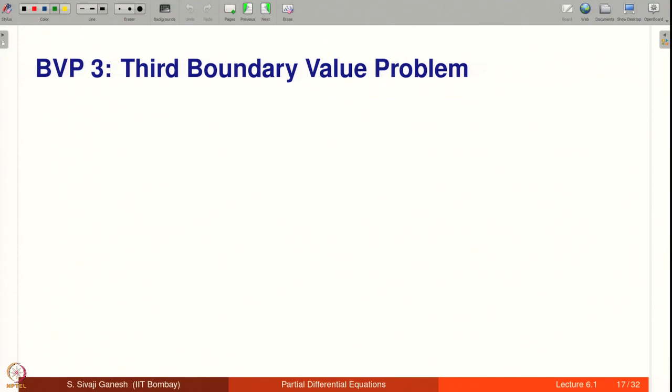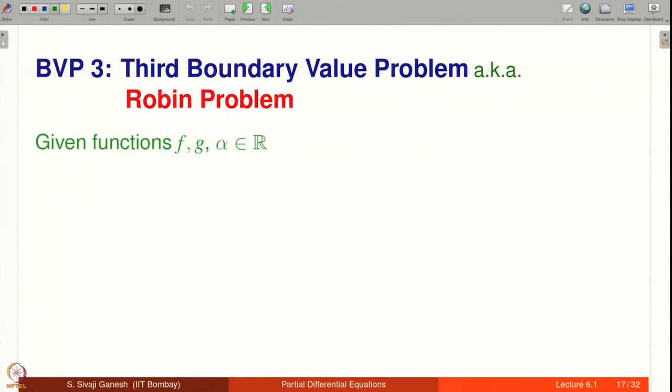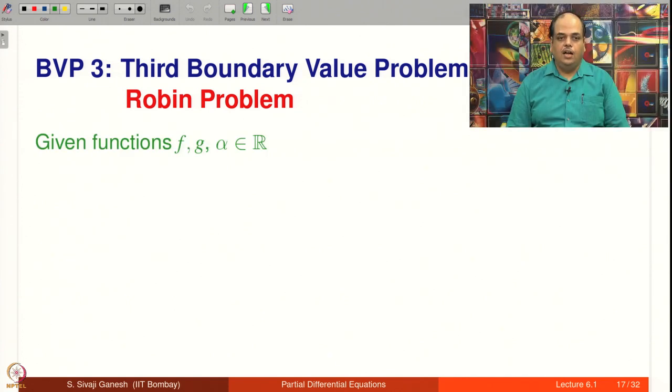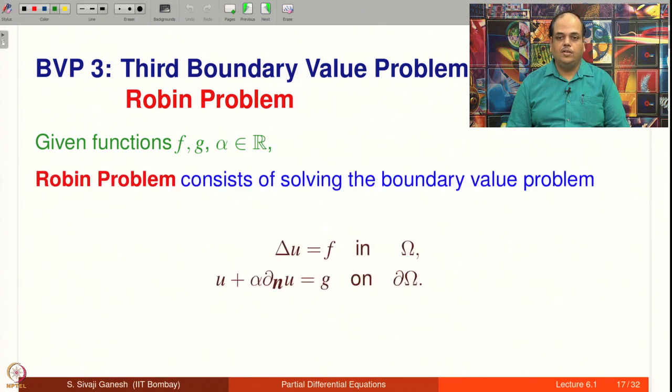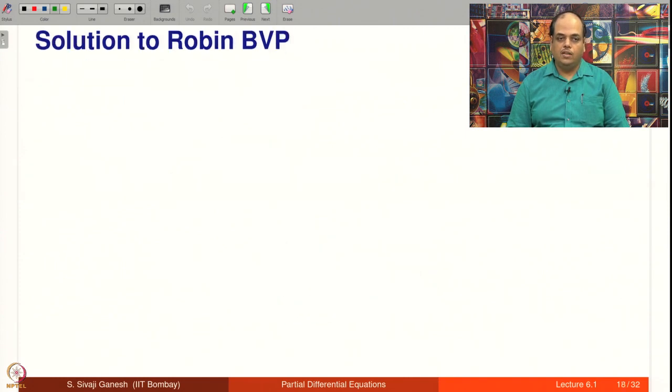Now, let us look at the third boundary value problem which is also known as Robin problem. Given functions f, g and alpha is a real number, Robin problem consists of solving the boundary value problem, equation is Poisson's equation in omega, boundary condition is a combination of u and the normal derivative of u, u plus alpha times dou n u equal to g on boundary of omega.